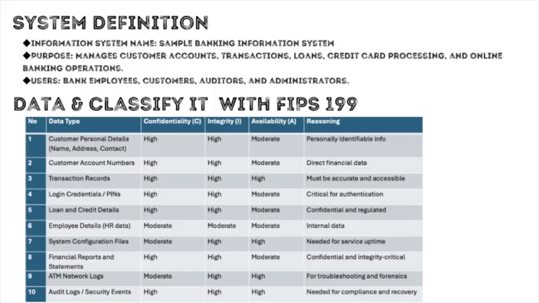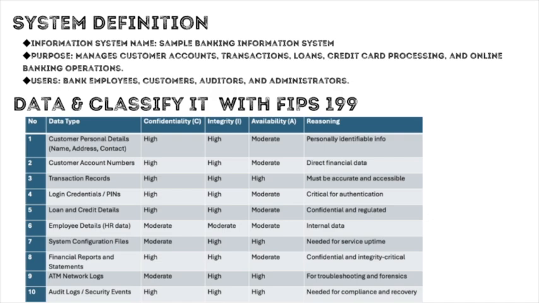Login credentials and PINs, high confidentiality and high integrity. Loan and credit details, high confidentiality and high integrity. Employee or HR data, moderate in all three. System configuration files, moderate confidentiality, high integrity, and high availability. Financial reports, high confidentiality and high integrity. ATM network logs, moderate confidentiality, high integrity, and high availability. And finally, audit logs and security events, high in all three.